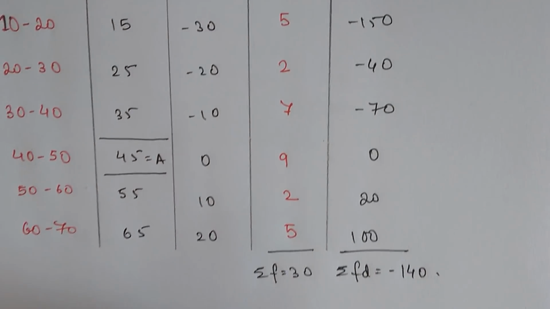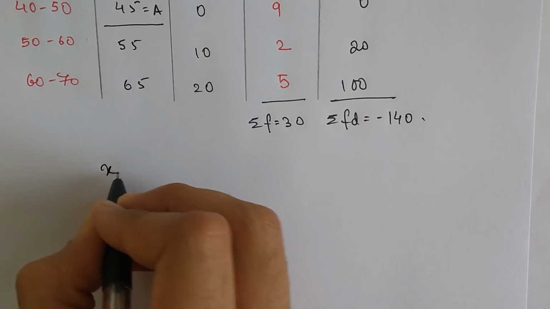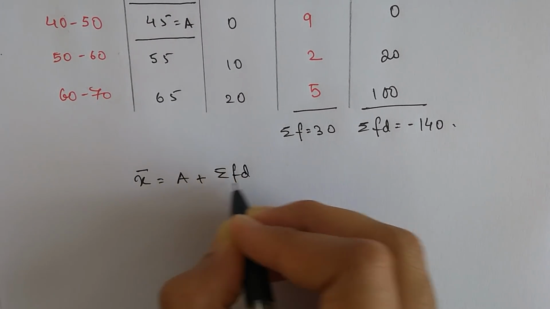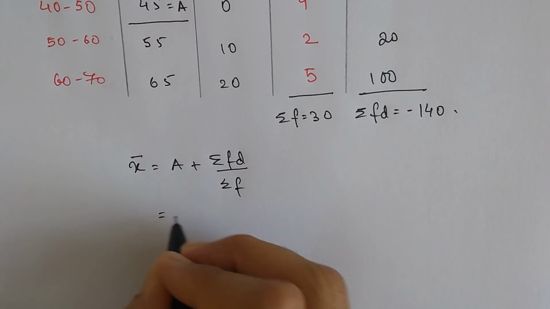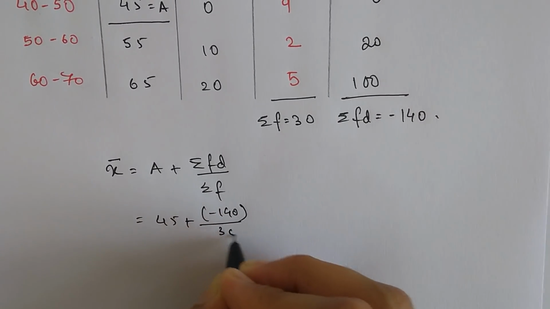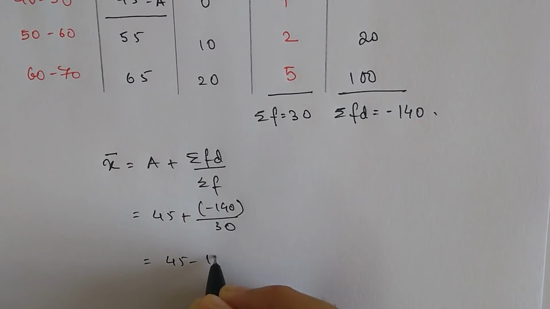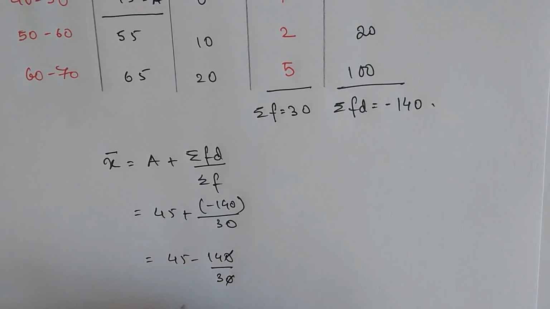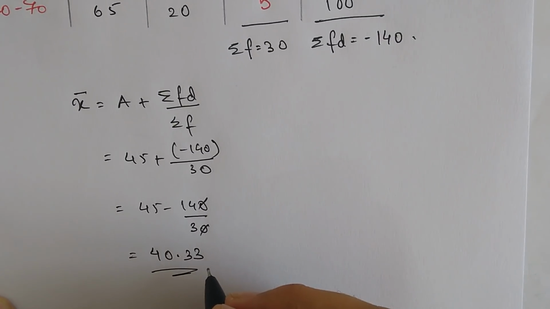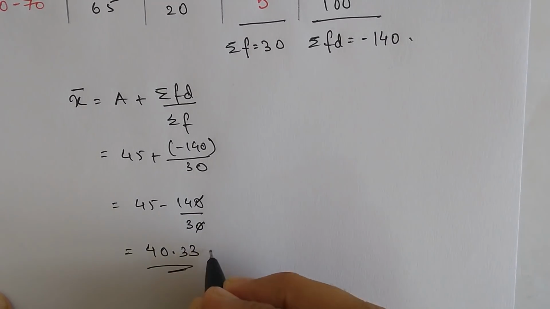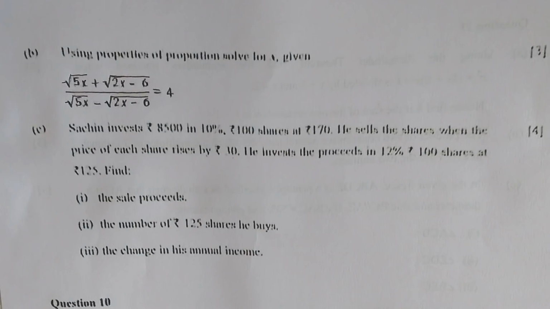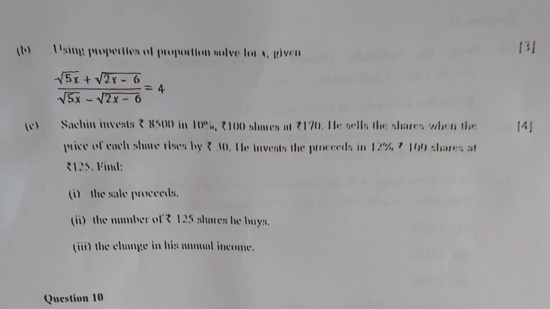Now I hope you know the formula of mean by using shortcut method, which is mean is equal to a plus summation of fd divided by summation of f, which is 45 plus minus 140 divided by 30, which is 45 minus 140 divided by 30, which is 40.33. So you have to give your answer correct to 2 decimal places. So you can either write 40.33 or 40.34. Both are correct.